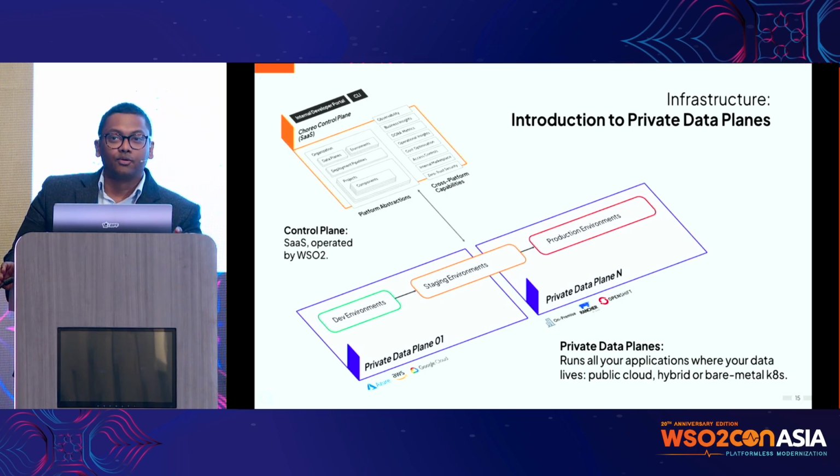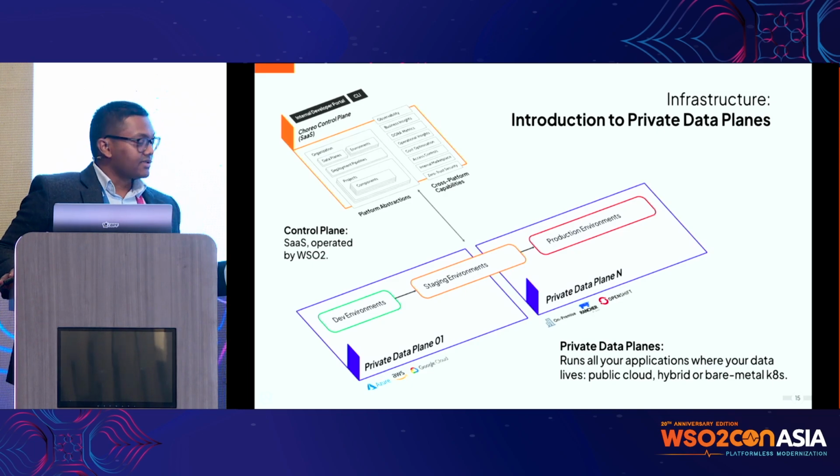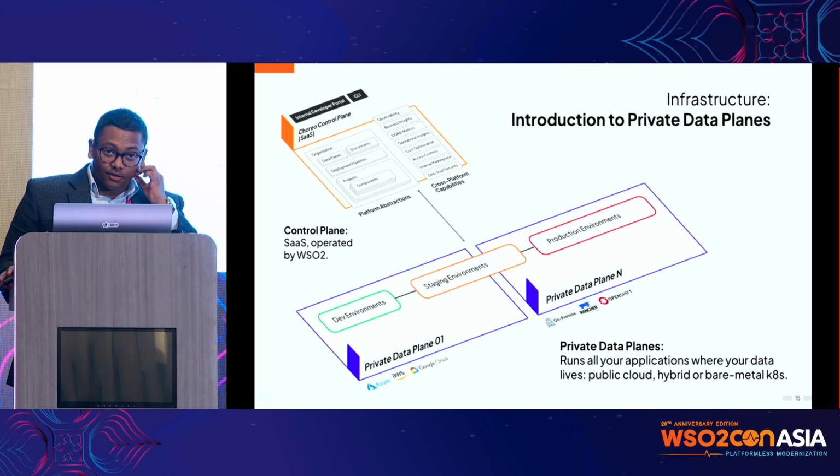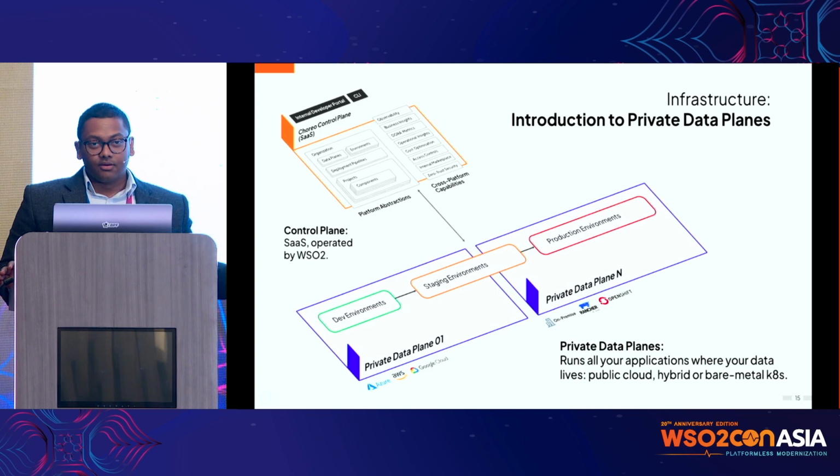You want to run your workloads in your own cloud. You might have an AWS account, an Azure account. You might even have an on-premise data center that runs some Kubernetes distro like Rancher, and you want to run Choreo on top of that and deploy applications onto it. All of that is possible with private data planes.